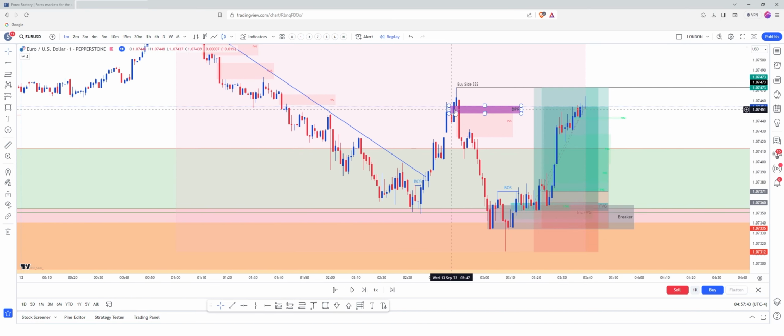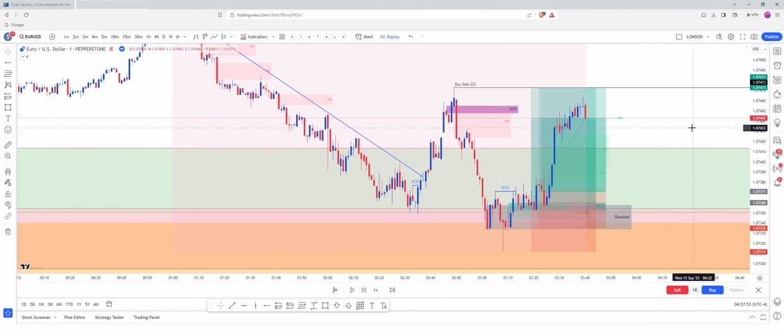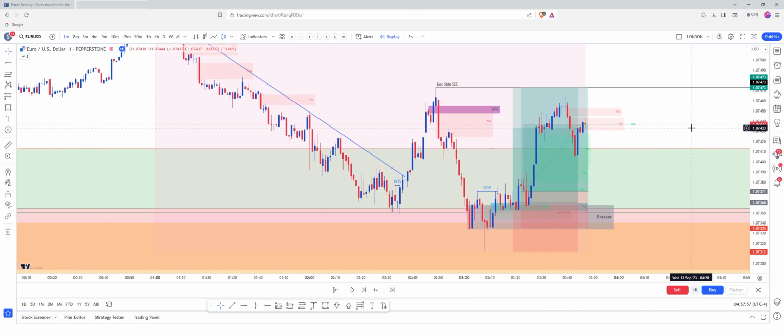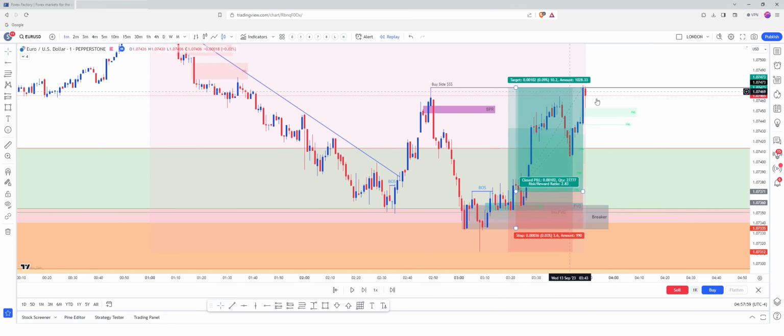You can see how price stalls at the BPR, so we're having respect of this. Again, we would expect it to be a very sensitive area, but I'm still expecting a run on this buy side liquidity. Strong pullback. There we do. Eventually we tap that.